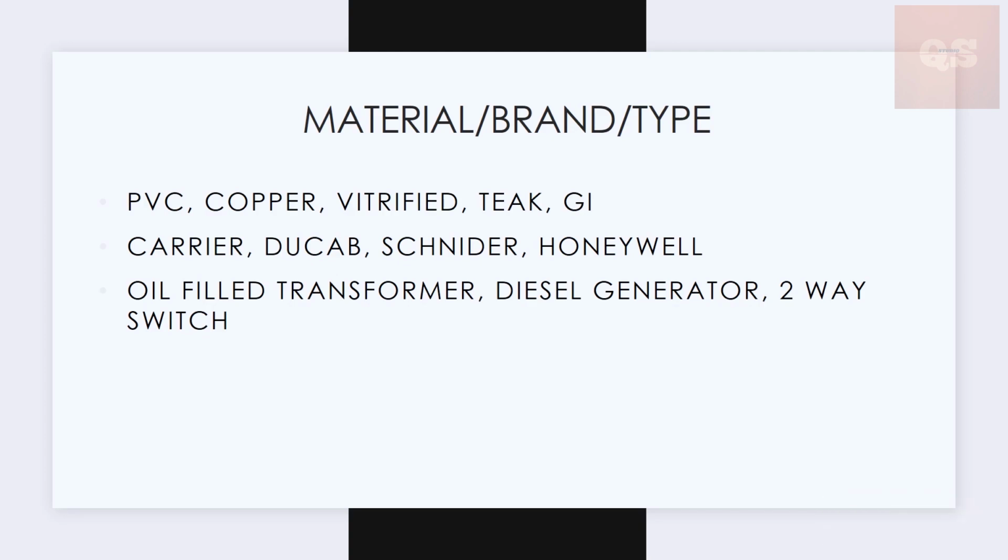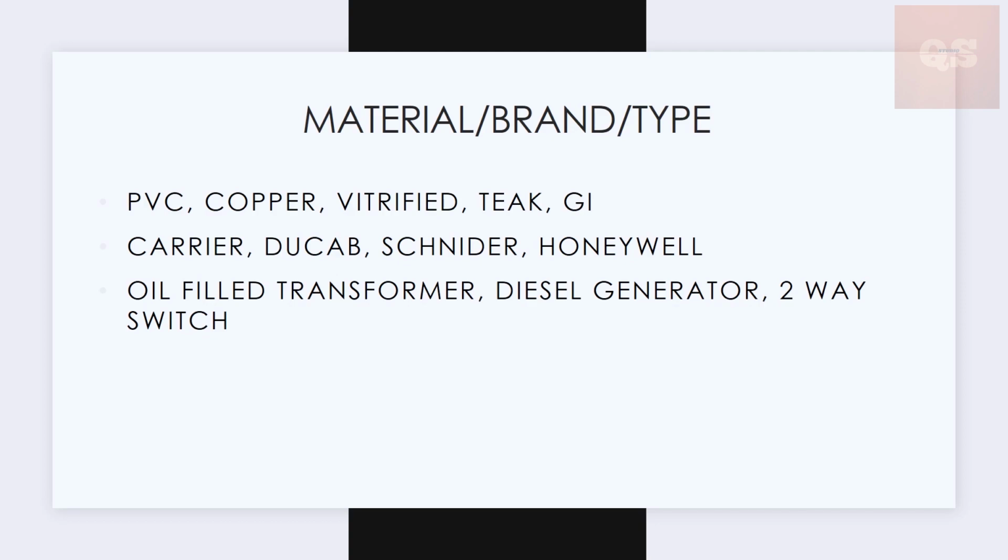Then we can also have the type. For example, oil filled transformer, then diesel generator. Sometimes it will be electrical generator. Again, transformer, oil filled. Then there are dry type transformers. Then switches, 2-way, 3-way switch. Then we have isolators, 3-pole, 2-pole. So that is what we mean by type.